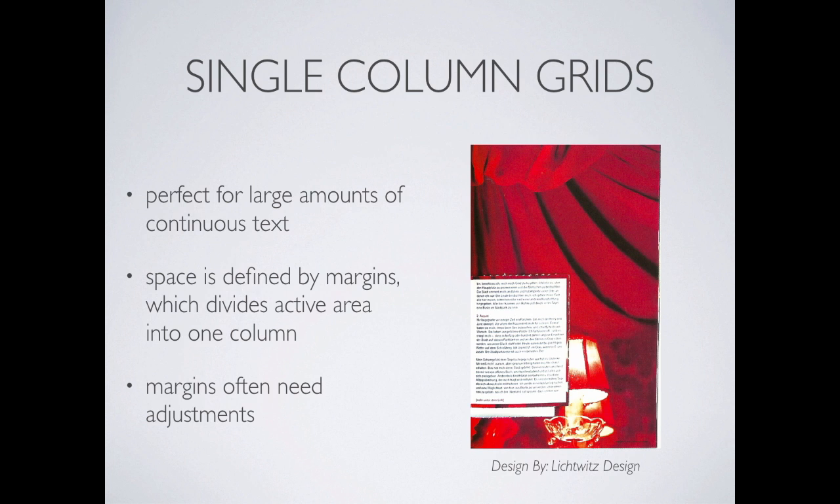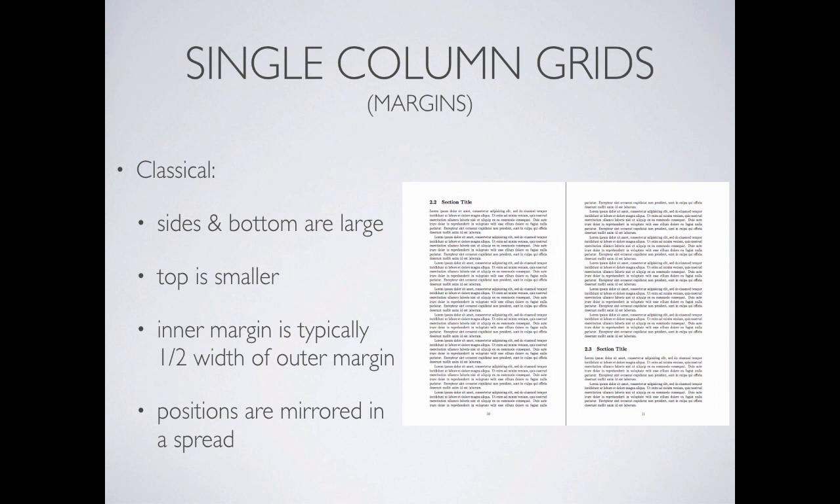The space is then defined by the margins. So the larger your margins, the smaller your text. The larger your text, the smaller the margins. Generally, the margins need some adjustments. If we look at this example here, which would be kind of a book layout, you can do this in one of your own books. Generally speaking, there are some rules. The sides and the bottom tend to be large. The top tends to be a little bit smaller in a book. That's just kind of the way it lays out.